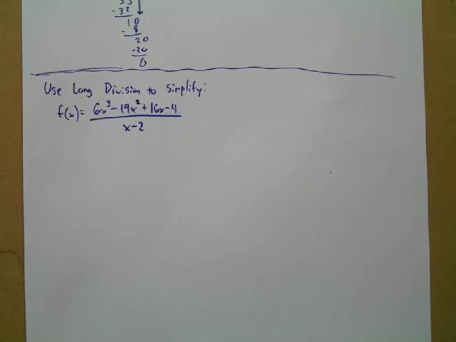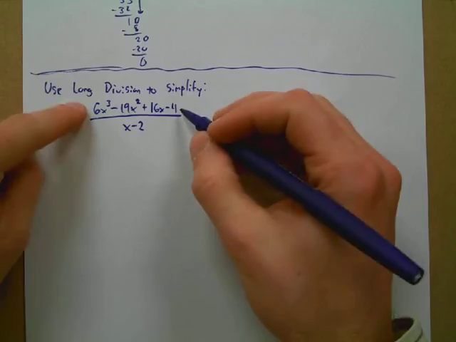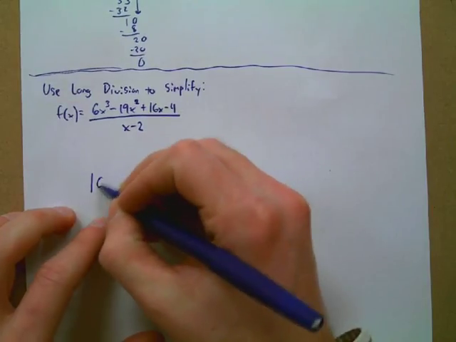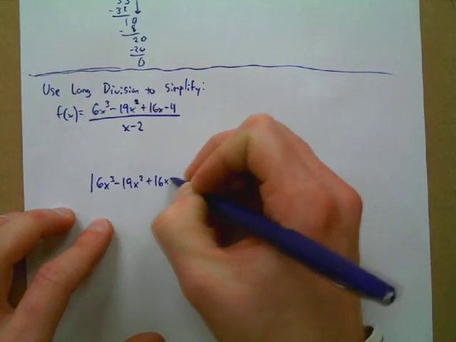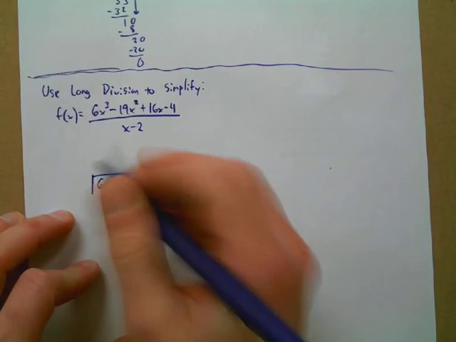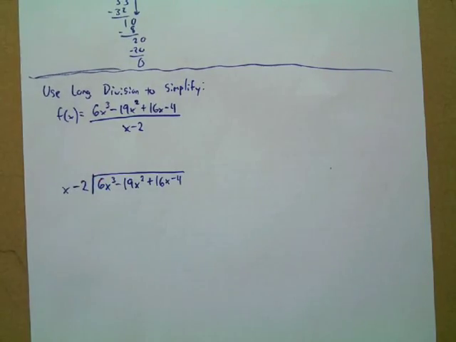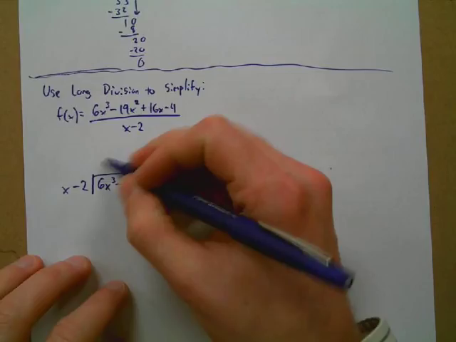So, let's do that. Again, the thing we are dividing is the 6x cubed, and so that goes in the little box there. And then we'll put the x minus 2 right there out front. And so now we ask ourselves the same question we asked ourselves before when we were doing long division. Is there something that we can multiply by x to get 6x cubed? And the answer is, yeah, we can.